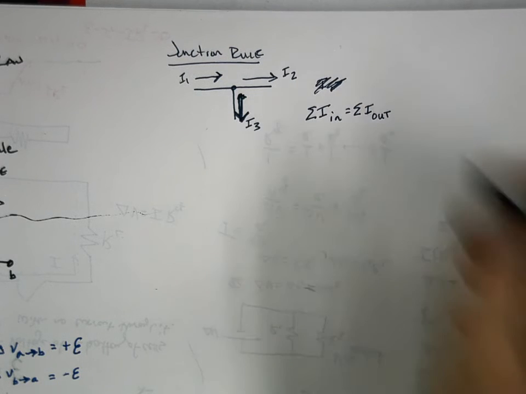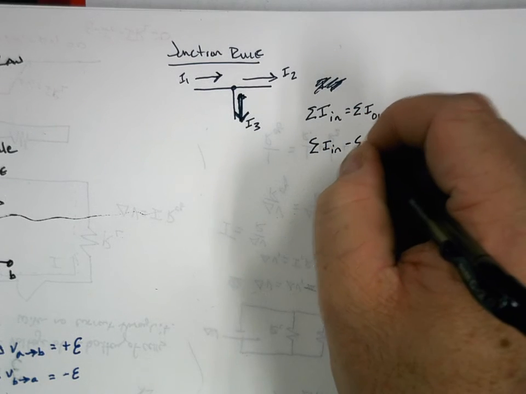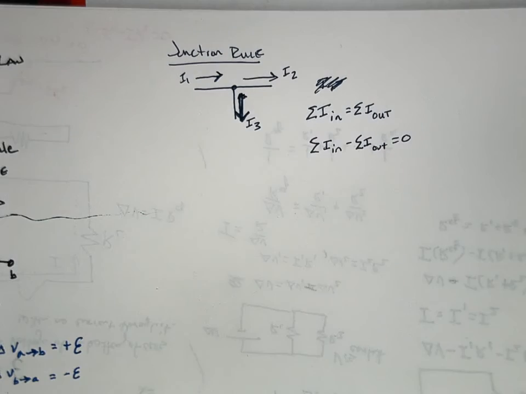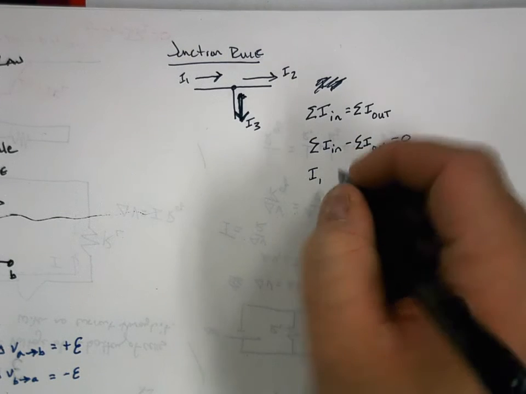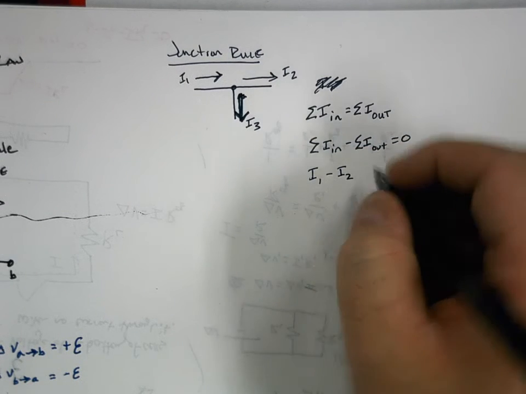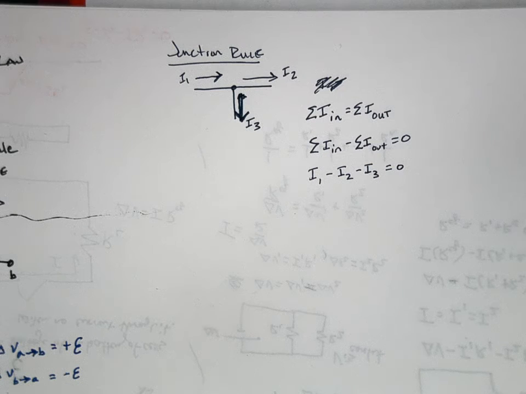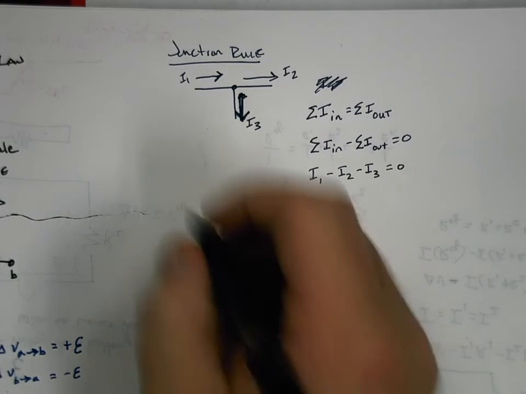And we can rewrite this as the sum of the currents in minus the sum of the currents out equals 0. So up here, what's this going to be? That's going to be I1 minus I2 minus I3 equals 0. Yeah? Pretty straightforward. That is in conjunction with the loop rule.